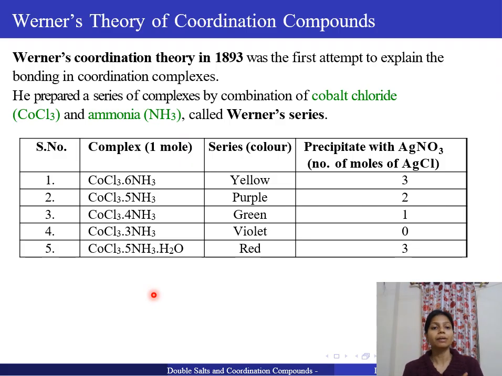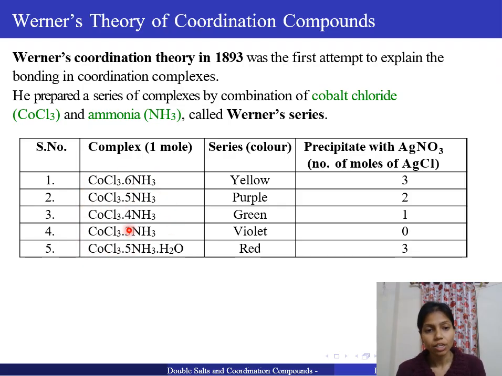So what he did experiment-wise, he prepared some complexes from two stable compounds, like cobalt chloride and ammonia. What was his observation? He kept the moles of cobalt chloride the same, 1 mole, but changed the molar ratio of ammonia: 1:6, 1:5, 1:4, 1:3, 1:2.